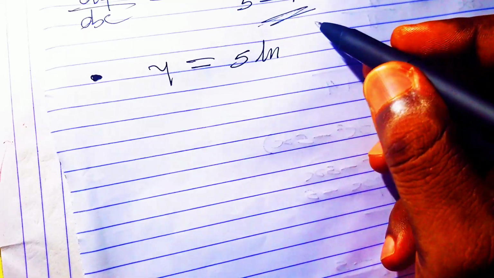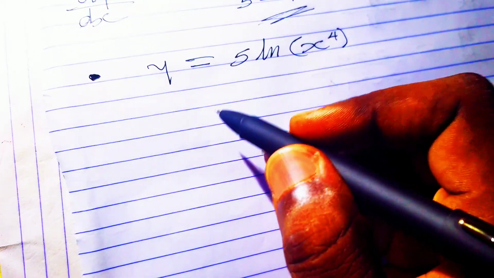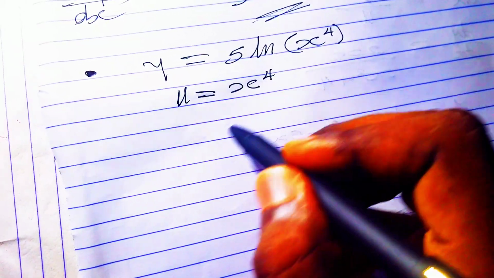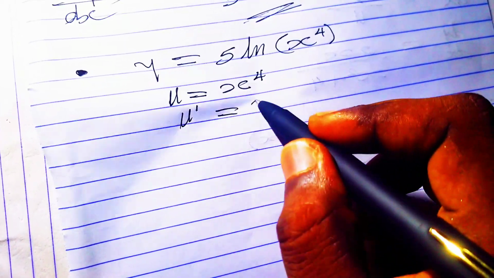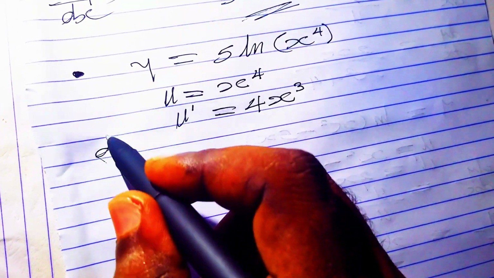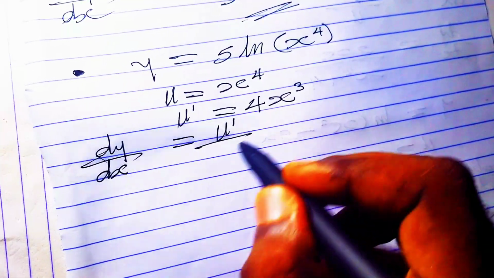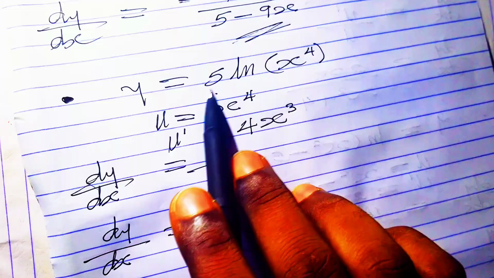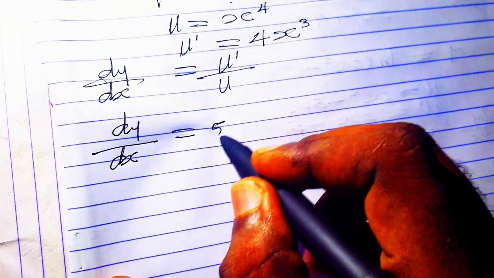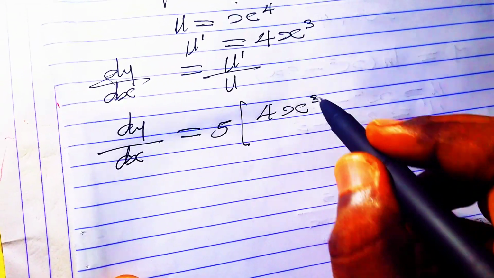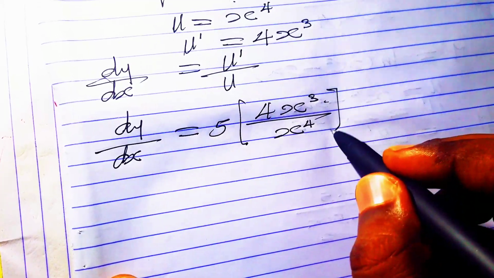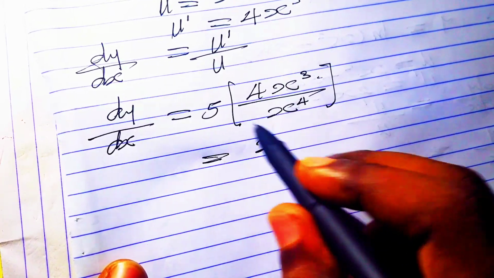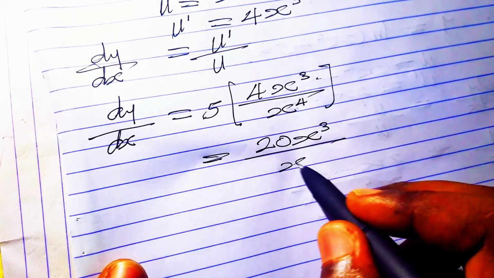Let's take a look at another example here. We are given y equals 5 ln(x raised to the power of 4). In this case, our u equals x raised to the power of 4, and differentiating u is going to be 4x cubed. And therefore, dy/dx is u prime over u. So dy/dx equals 5, since it carries 5 as a coefficient there. The computation will be 5 in the brackets, 4x cubed over x raised to the power of 4. And then eventually we have 5 times 4, which is 20x cubed over x raised to the power of 4.